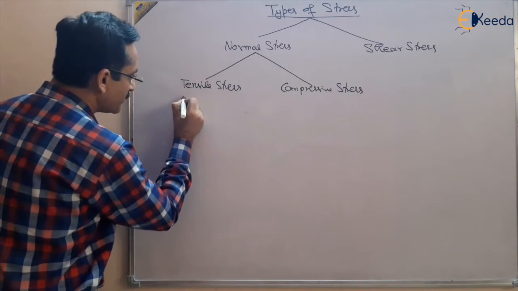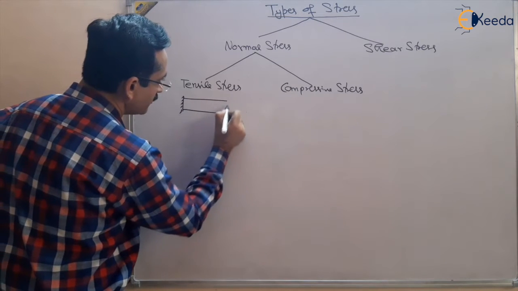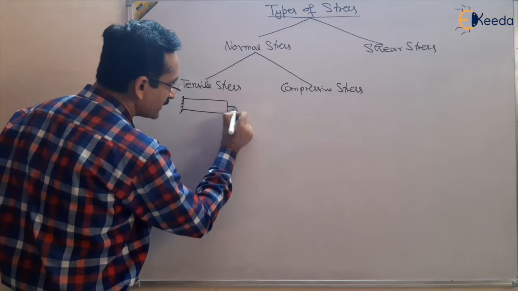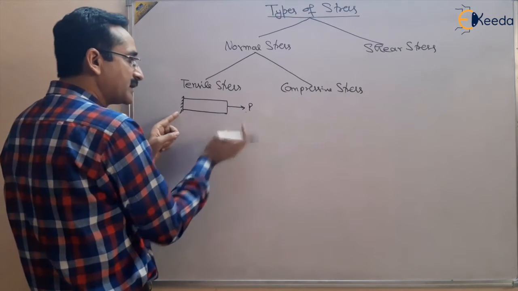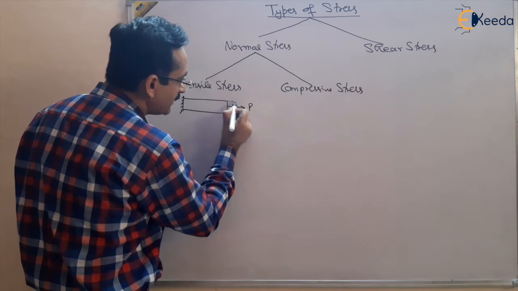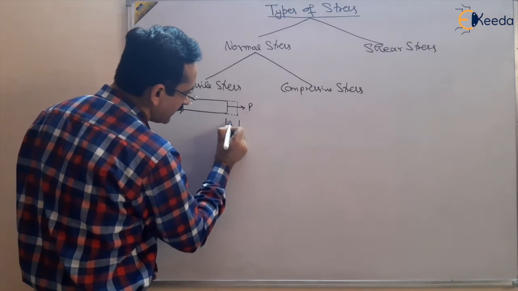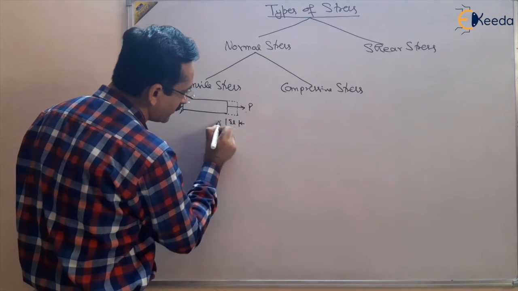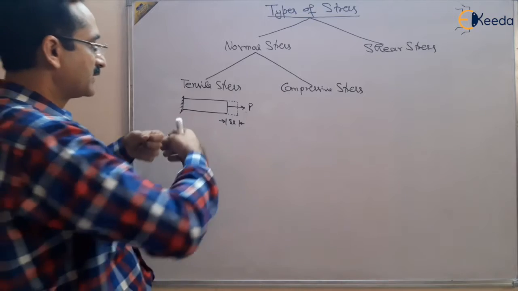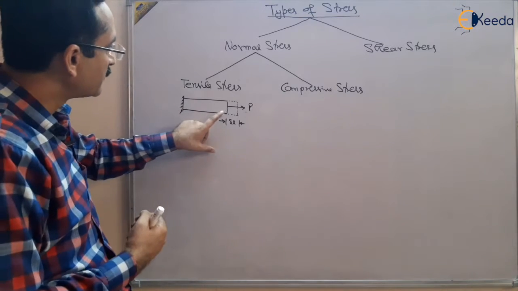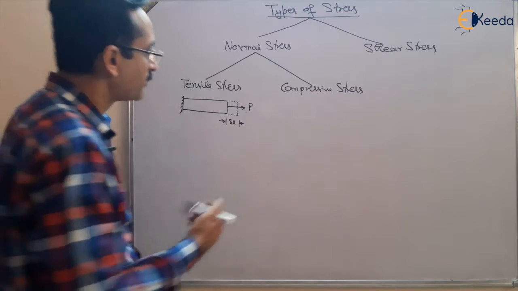Tensile stress: suppose this is a bar and the force is acting normal to the cross section like this, and it is tending to elongate the body, increasing its length. So there will be a certain increase in the length of the body. Suppose this is delta L, the increase in length. We say this is a tensile stress because tension is developed in the material.